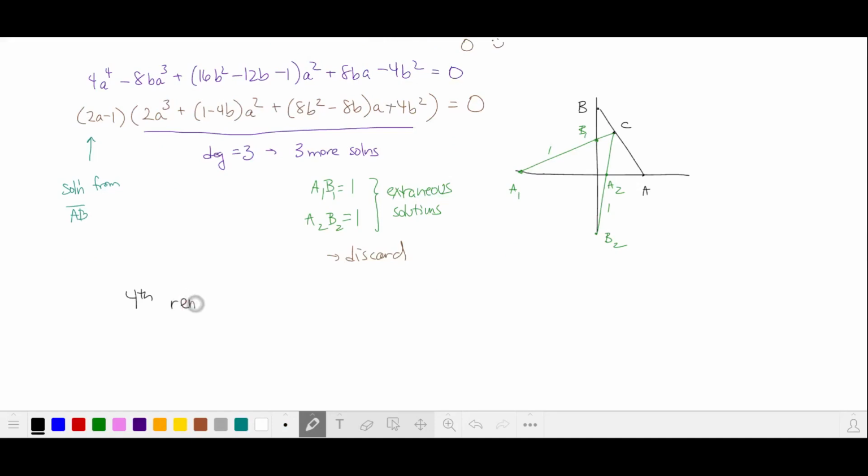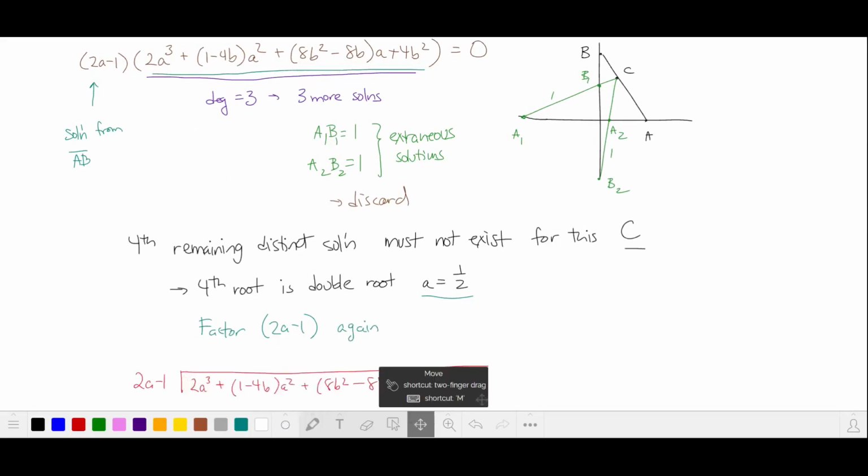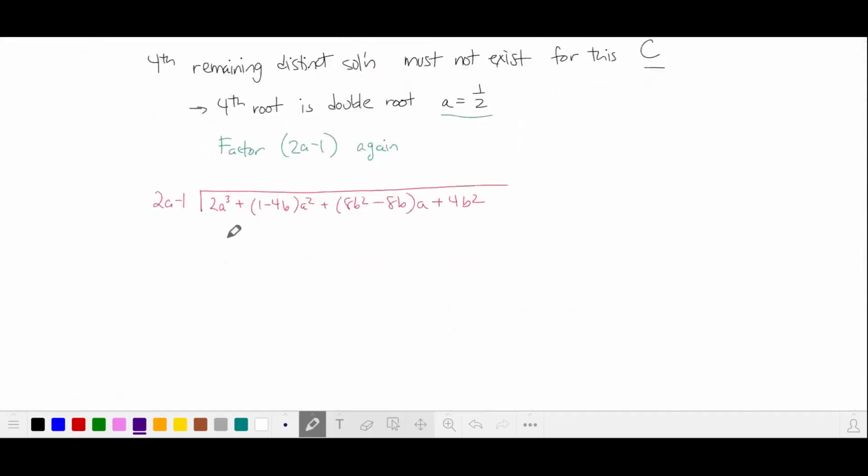So there is a fourth remaining distinct solution. It must not exist for this point C. This means our fourth root is a double root with A equals 1/2. If A equals 1/2 is another solution, we can factor 2A minus 1 from our quotient above one more time. So I'll copy this quotient down below, and we'll do our long division algorithm again. To match the 2A cubed, I'll multiply by A squared, and then we have minus A squared.